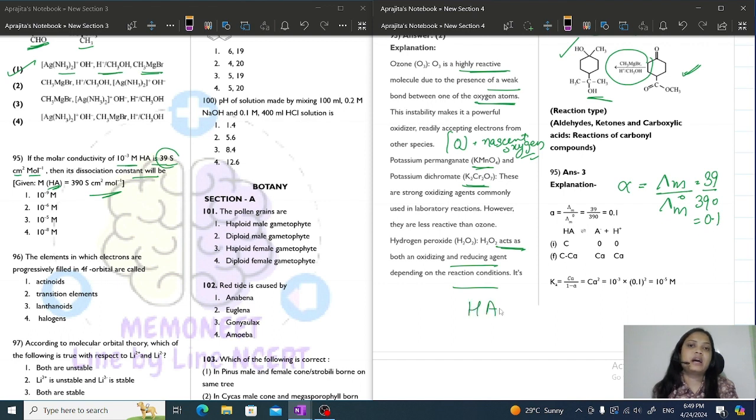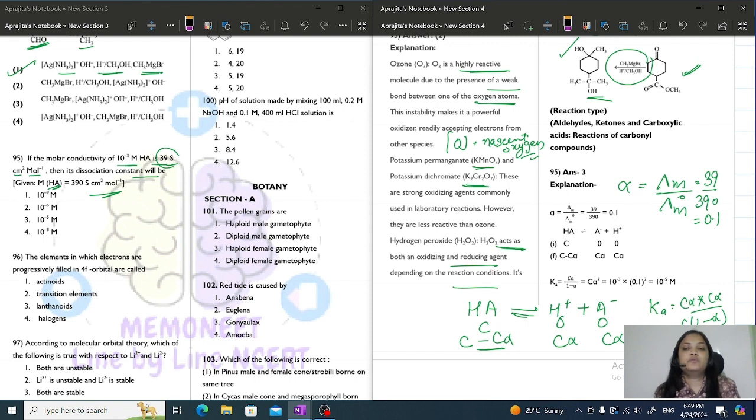Now HA ionizes as H plus and A minus. If the initial concentration is C, the products are 0. At equilibrium, let's say C alpha is dissociated, so the concentration left is C minus C alpha. Now the dissociation constant means the concentration of the products, C alpha into C alpha, divided by C into 1 minus alpha, which is the concentration of the reactant.